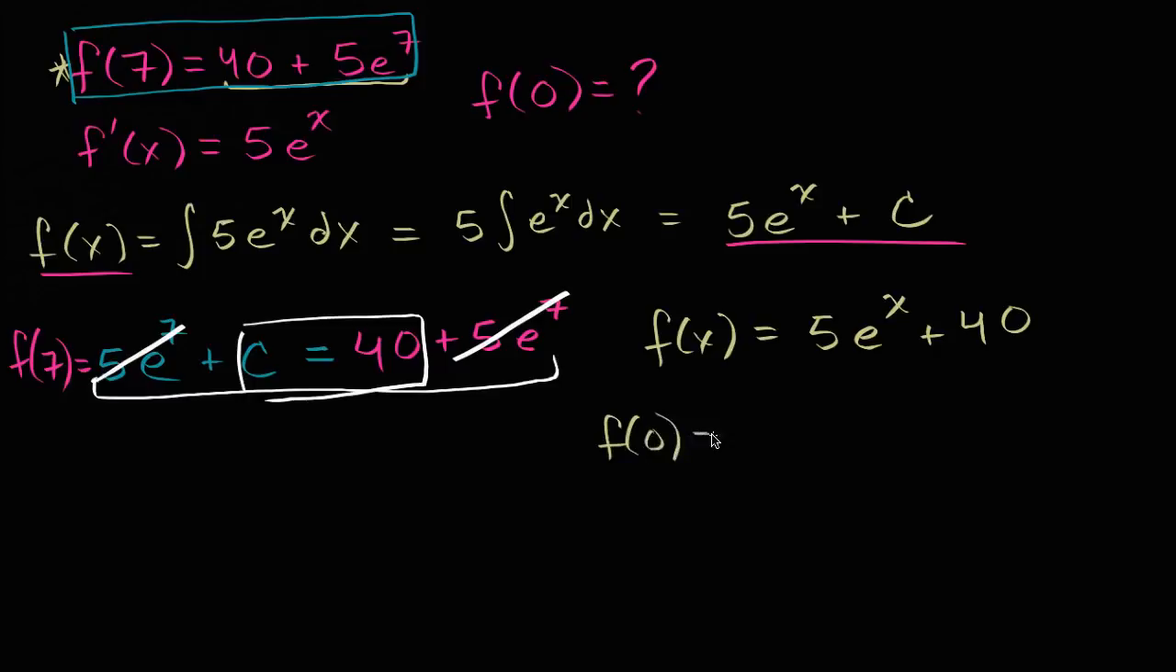f(0) is going to be 5 times e to the 0 power plus 40. e to the 0 is 1, so it's going to be 5 times 1, which is just 5, plus 40, which is equal to 45. And we're done.